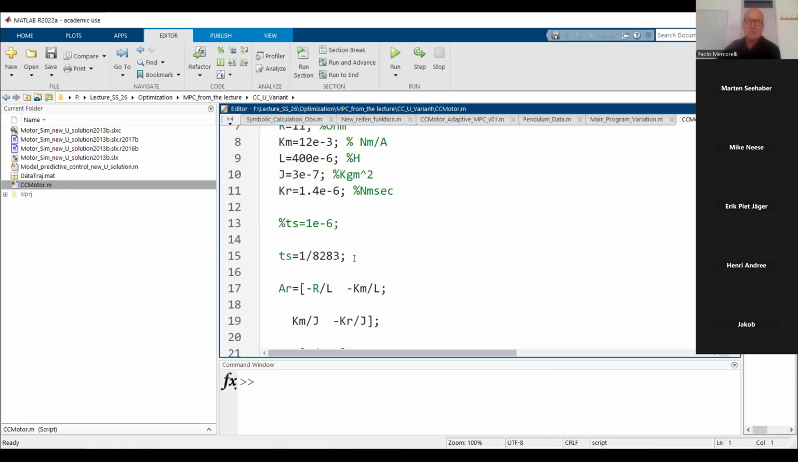TS is a strange number because probably some student asked me, I don't know why this, anyway, we can also test with different values. Sample time, TS, do you remember I told you about the sample time? The sample time, nevertheless, is extremely important.